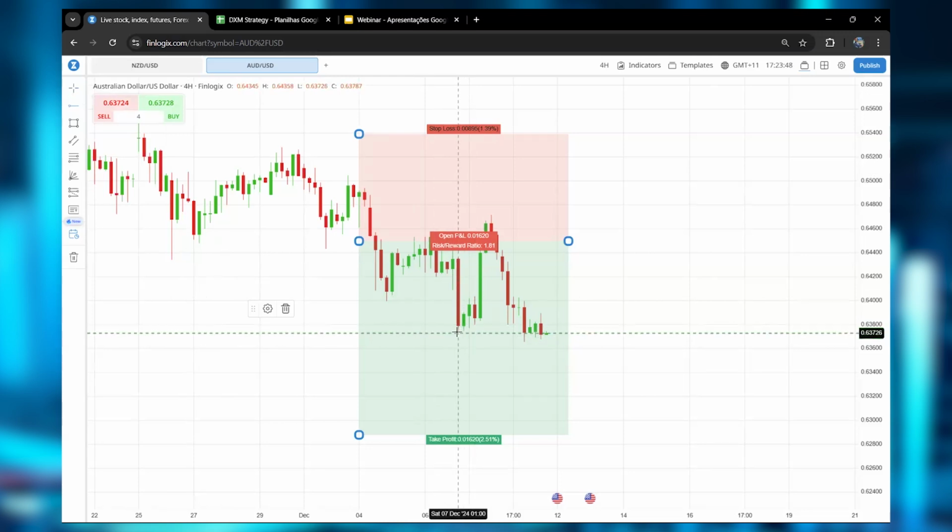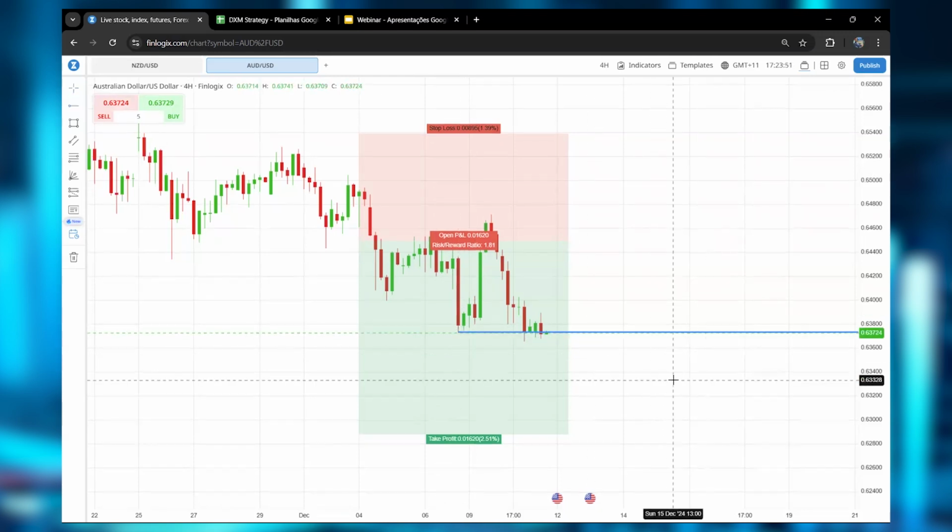So at the moment, we haven't quite broken this low. As soon as we break this low, we could definitely bring the stop loss to break even.